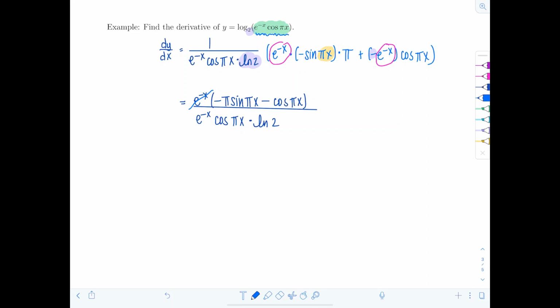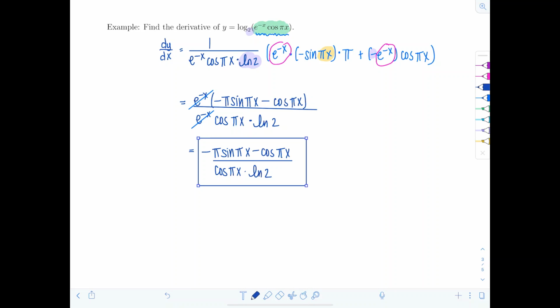So I can cancel out this e to the negative x, hooray. And then I'm just left with negative pi sine pi x minus cosine pi x over cosine pi x times ln of 2. Let's box that with pride. That looks good. Okay. Things are looking good. As long as you just remember the rules, you should be in a good place. Okay?